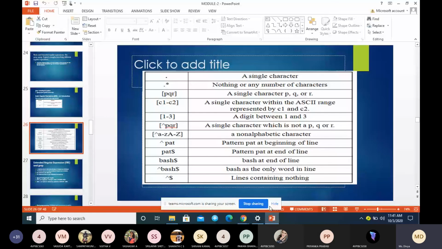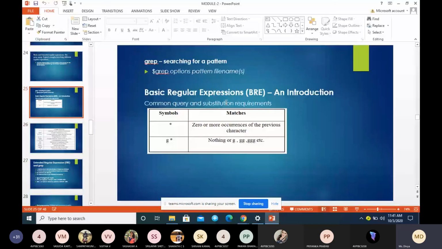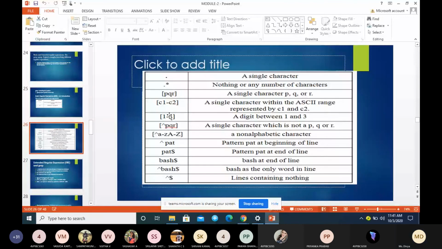So regular expression is meant for matching the pattern. Once you go through this table, G star is for matching G, G, G. Can you see ABC star? Similarly, dot. Remember this dot is for a single character, and it is almost the same as your wildcard. And this is for matching a negation.